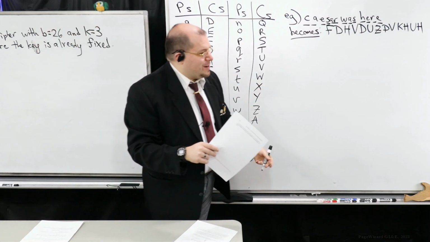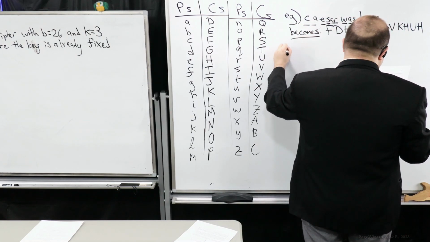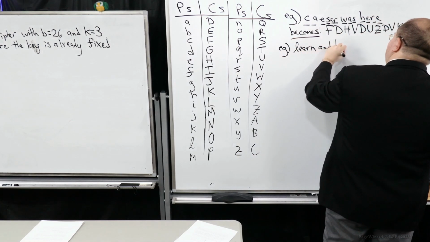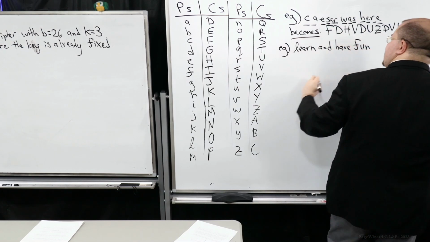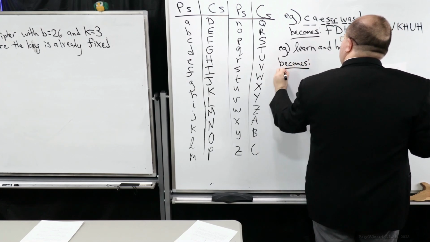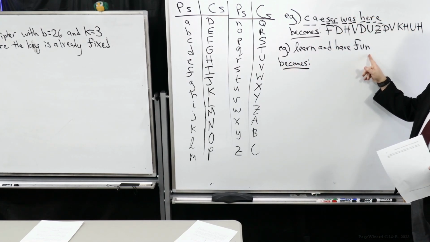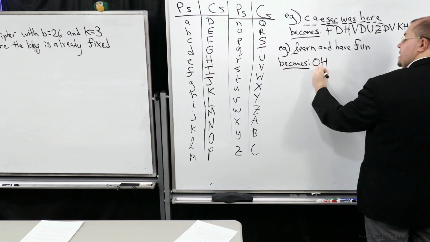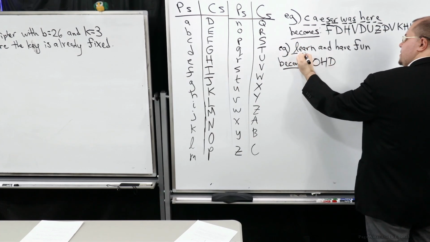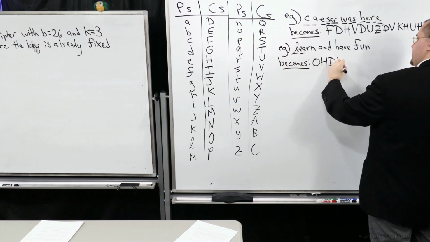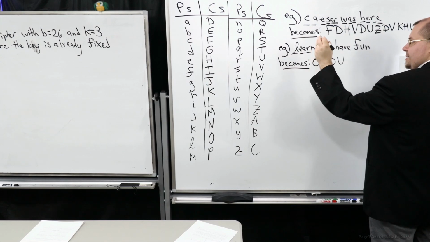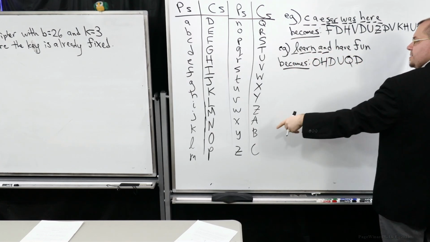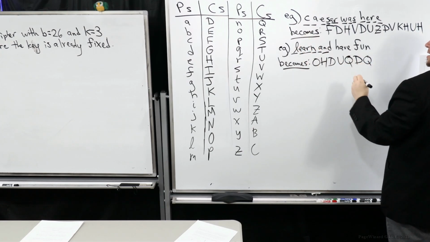So let's do another one. Let's carry out this again. Let's go with "learn and have fun." Seems appropriate, right? Learn and have fun. L. L is O. E is H. A is D. R is U. N, where's N? It's Q. Then we have "and": A is D, N is Q, and then D is G.